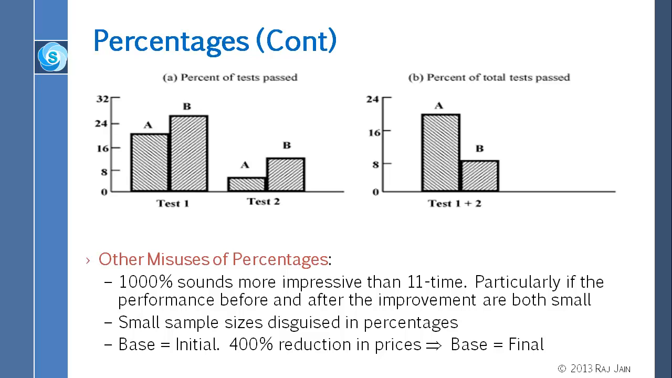1000% sounds more impressive than 11 times, particularly in the press. In the press, when they want to make a big deal about something, rather than saying this thing is 2 times, they say 200%. 200 sounds like a big number as opposed to 2. 2 is a small number. 11 is a small number, but 1000 actually is a bigger number. Particularly when the performance before and after are both small.